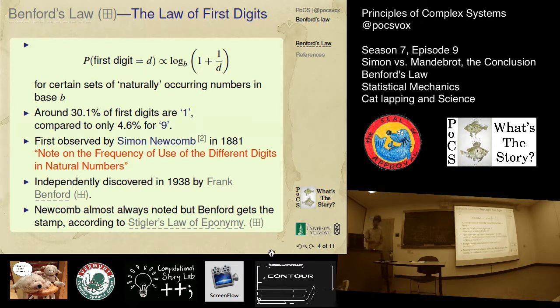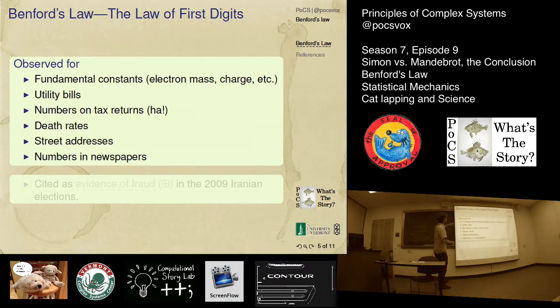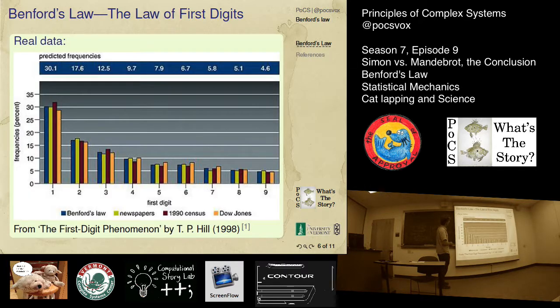Okay. So, fine example of that. Good. So here are a list of utility bills. Again, that's not something you lie on. This is the one that people lie on: death rates, street addresses, numbers in newspapers. This was actually talked about as evidence of fraud in the Iranian elections in 2009. I had a student from Iran who brought this up, so it's been added to the list. The first bar is Benford's law, exactly. This proposed law is from numbers from newspapers, the 1990 census, and the Dow Jones Index. I think it's the closing number.